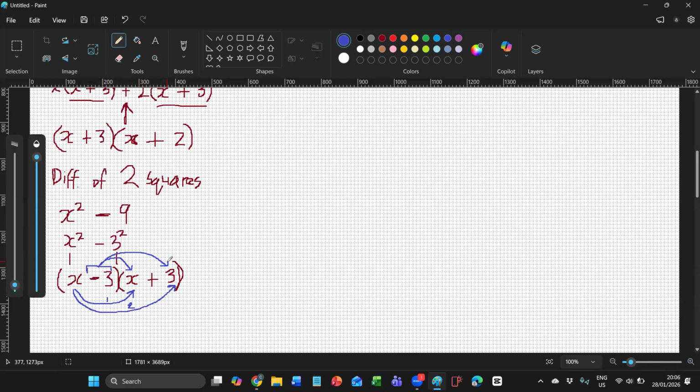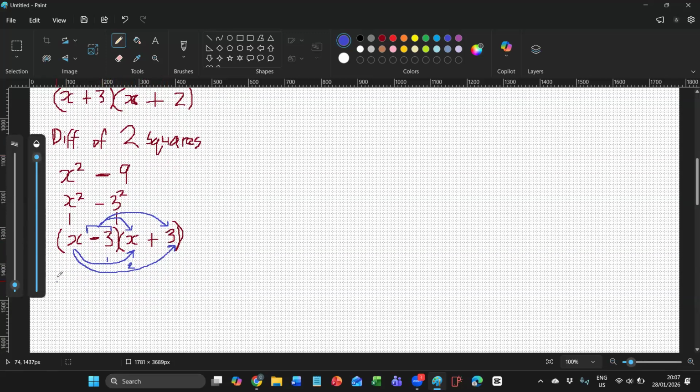So now let's see how it plays out. The first one is what? X times x, which is what? X squared. Everybody's pretty sure about that. X squared. Then step 2 is x times 3.